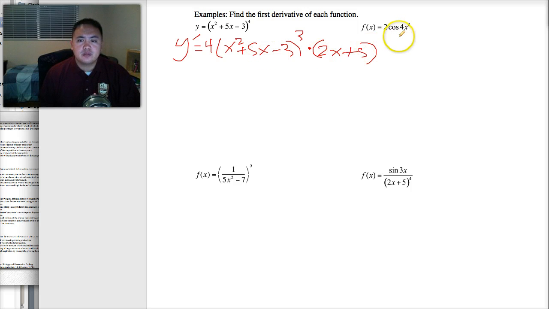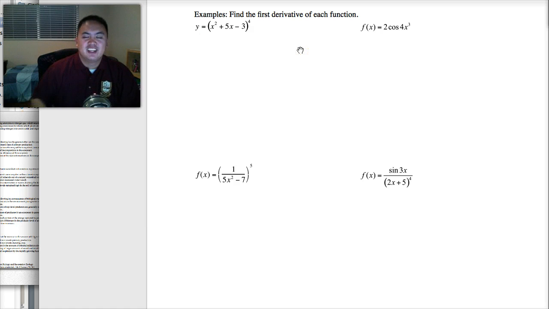Okay. And the second one, if it's okay, I'll delete this work right here. If you need to copy it down, you can pause the video. Looking at the second function over here, you may notice that it's 2 cosine 4x to the third.